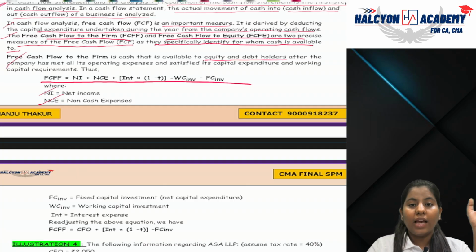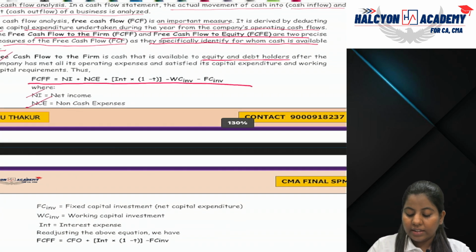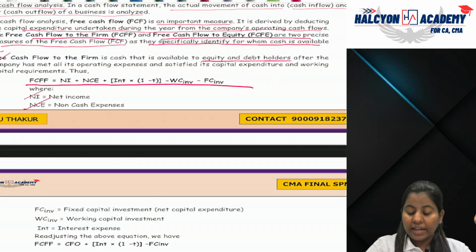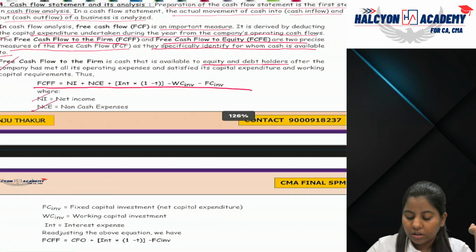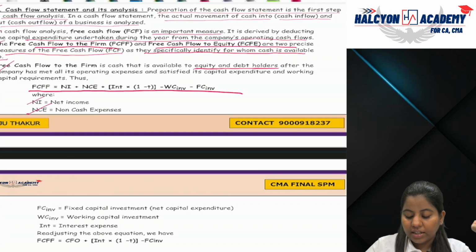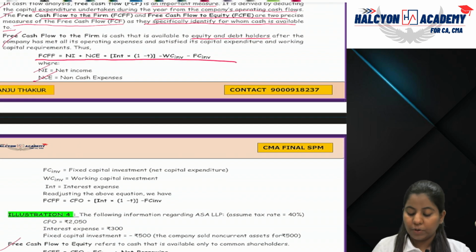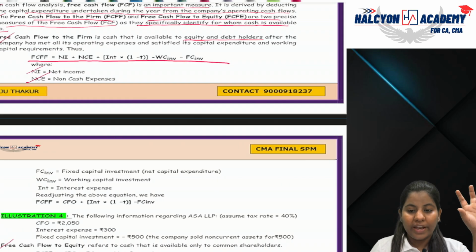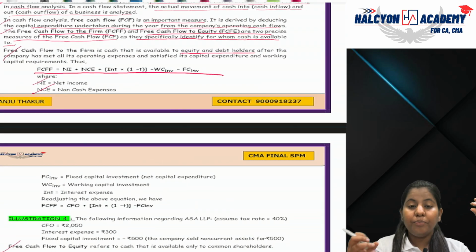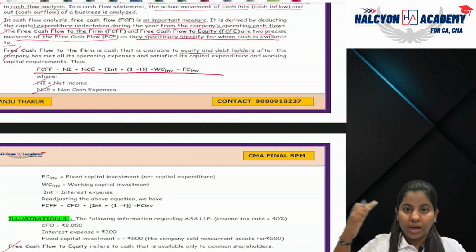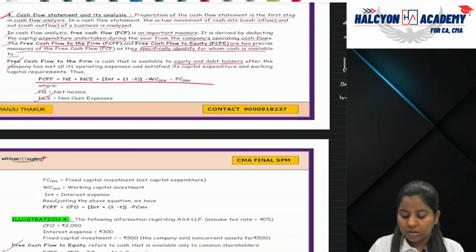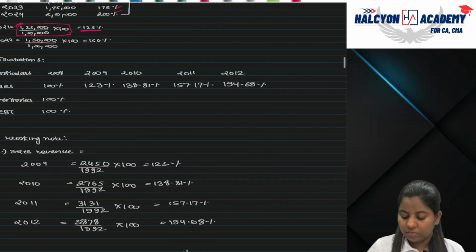Minus working capital investment, that is whatever we have taken for day to day expenditure, minus fixed capital investment, that is capital expenditure. This is the formula. Now I am going to explain to you the meaning behind the formula, how this formula came.